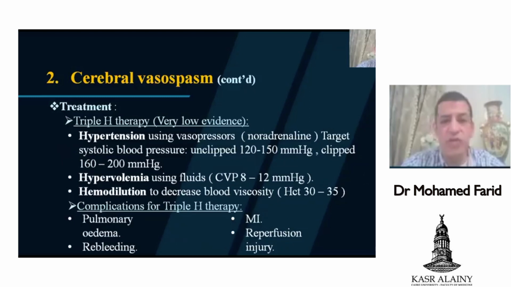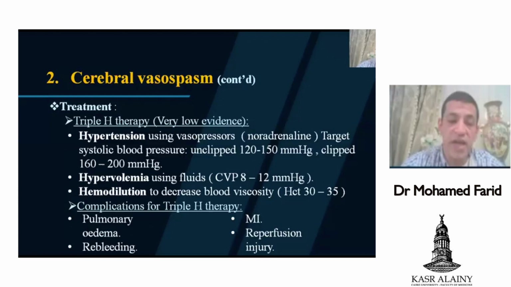Hypertension using vasopressors. Target systolic blood pressure in unclipped aneurysm from 120 to 150 millimeter mercury, in clipped aneurysm from 160 to 200 millimeter mercury. Hypervolemia using fluids. Target central venous pressure from 8 to 12 millimeter mercury. Hemodilution to decrease the blood viscosity. Target hematocrit from 30 to 35.